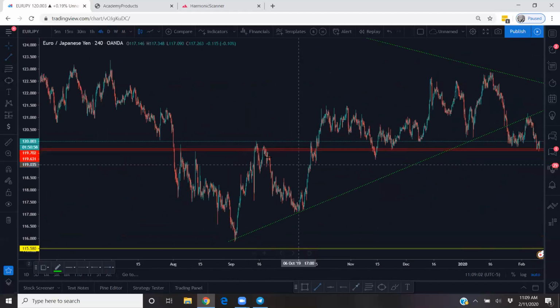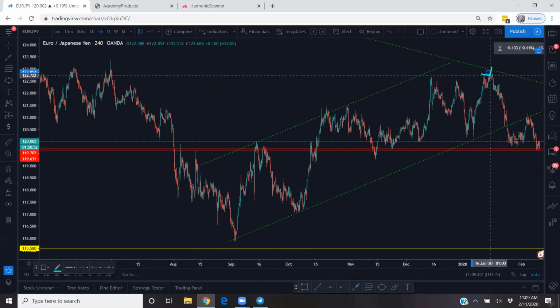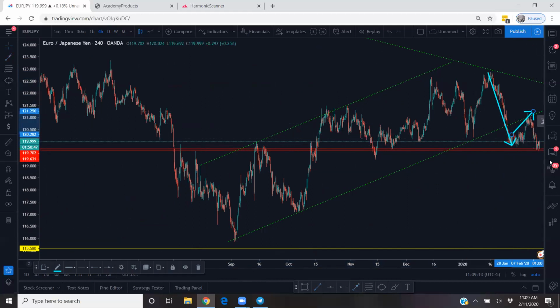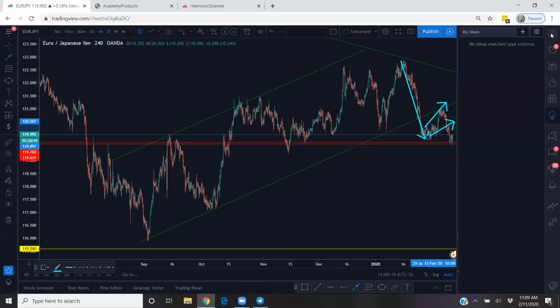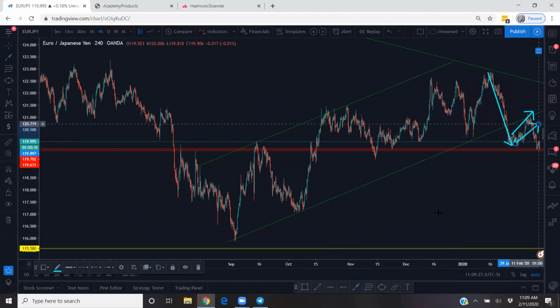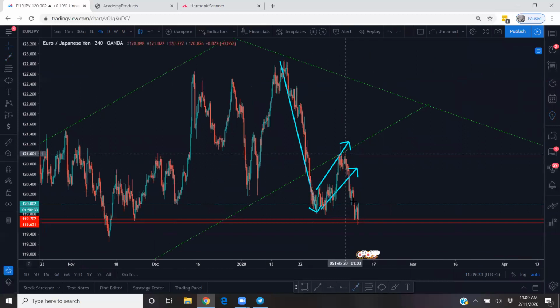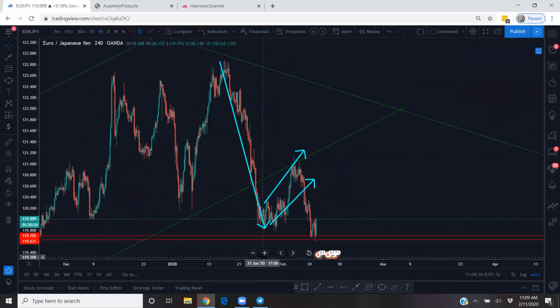And again, this is my flag. It impulsed. Had an additional flag. Sorry, my mouse isn't cooperating. And then a continuation. Now, basically, what the harmonic scanner was calling is here you see that it continued.